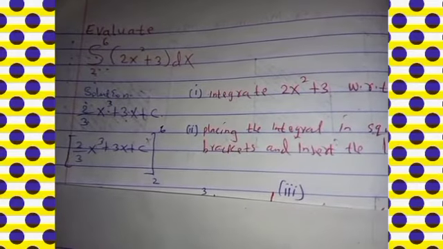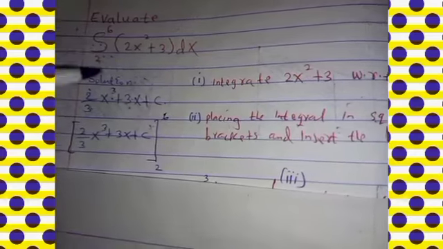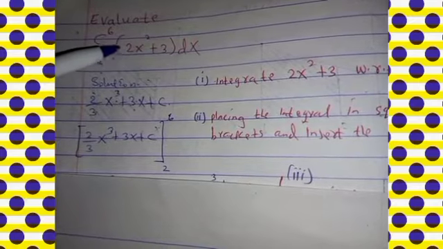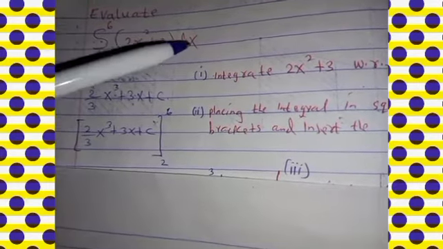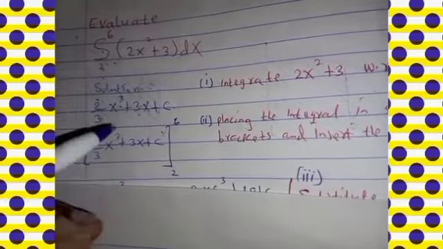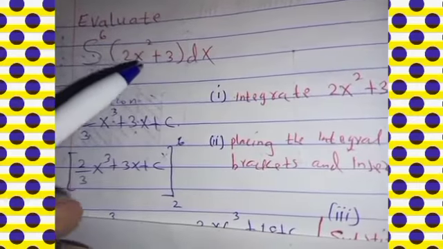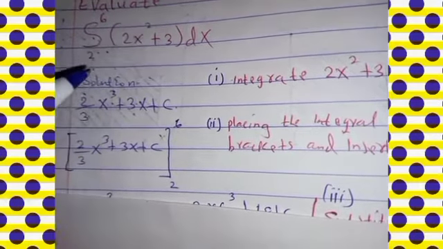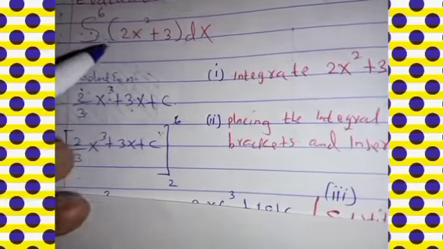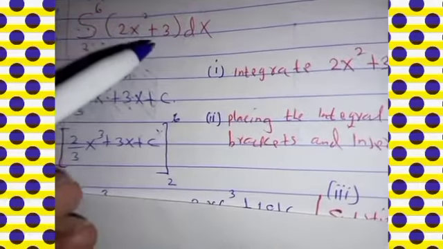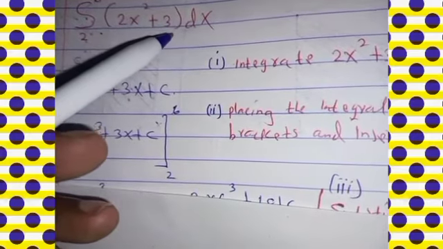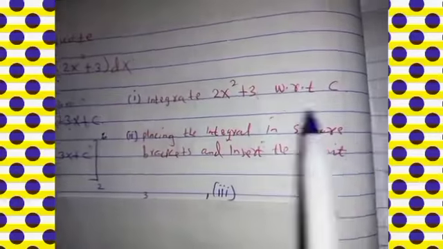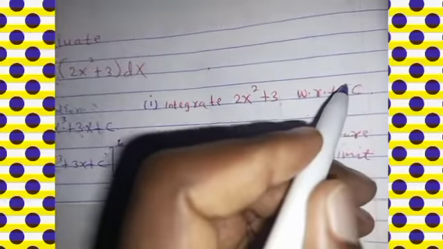So you have this example here. We have to evaluate from 2 to 6 of (2x squared plus 3) with respect to x. So to do that, first of all, integrate. How do we integrate? We integrate by adding 1 to the index. So here we are going to have 2 plus 1, which is equal to 3, and we divide. That is why here we have 2 over 3 x cubed. Here it is x to the power 0 plus 1, which simply gives 3x plus c. So we integrate this with respect to x.